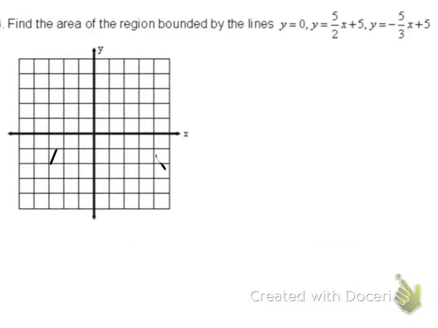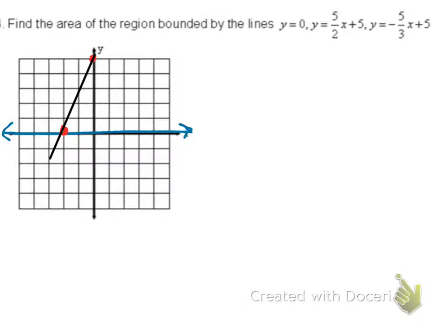This next one, find the area of the region bounded by these 3 lines. So I'm going to graph these 3 lines first. Okay, so the first line is y equals 0. Okay, that's going to be a horizontal line going through 0. The next line says y equals 5 over 2x plus 5. Okay, so I'm going to start at 5. And my slope's 5 over 2. So that line is going to look like this.